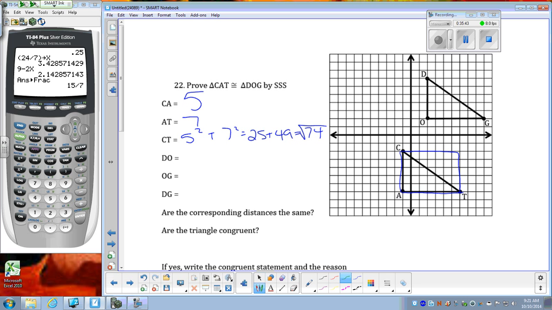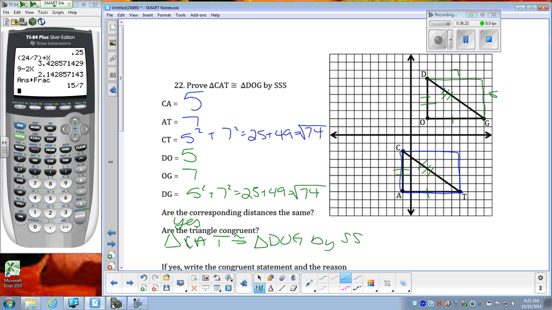And look at DOG. DO has a length of 5. OG has a length of 7. And DG, I went up 5 and over 7, so 5 squared plus 7 squared, which is 74, so I square root that. So I know that OG is congruent to AT, CA is congruent to DO, and DG is congruent to CT. So yes, my corresponding distances are the same. So yes, triangle CAT is congruent to triangle DOG by side-side-side.